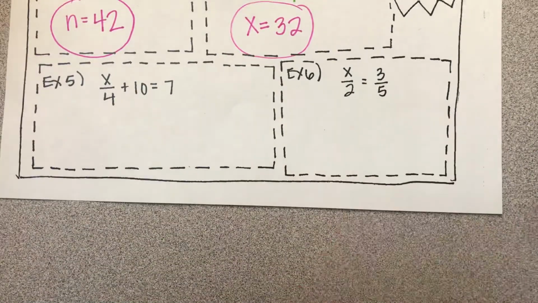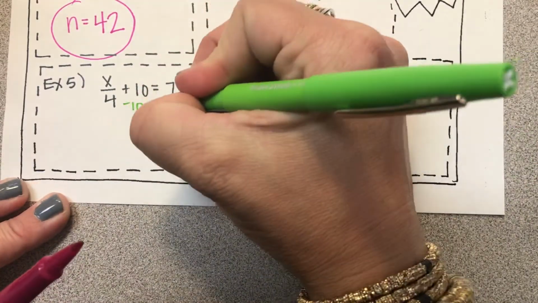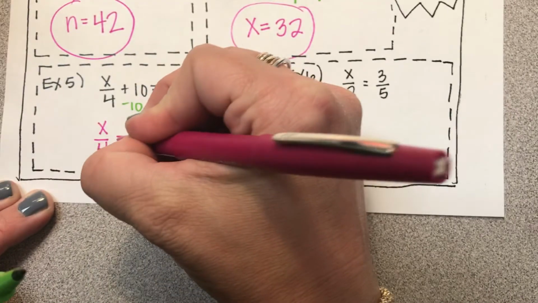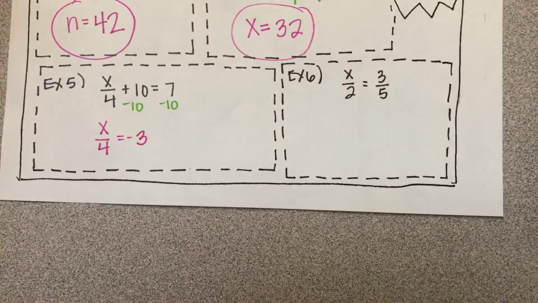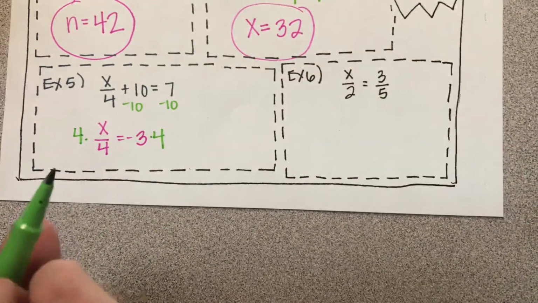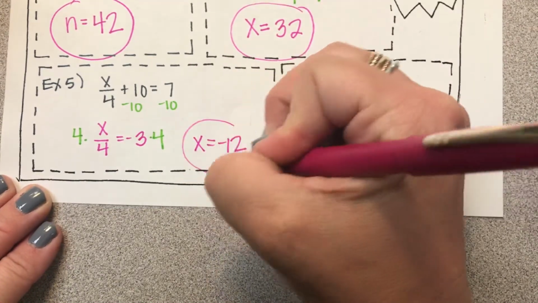Okay, let's look at number 5. I want to undo that adding 10 by subtracting it. So now I have x over 4 equals -3. So if x is being divided by 4, the opposite would be to multiply both sides by 4. And I would be left with x equals -12.